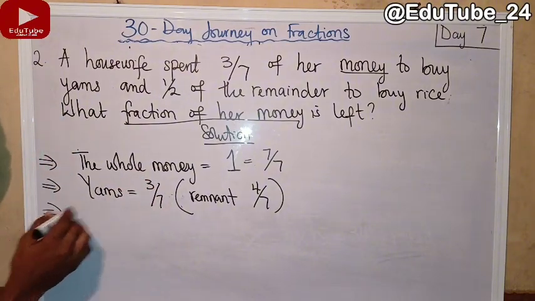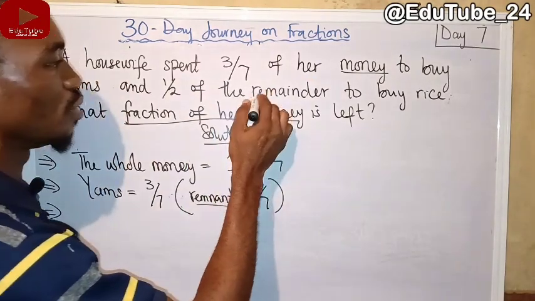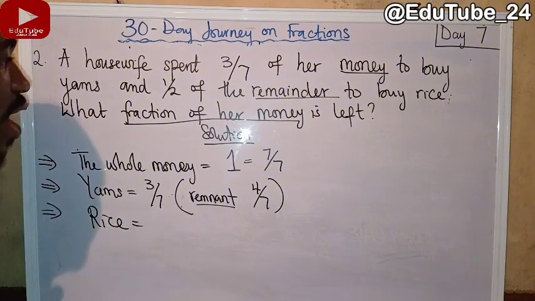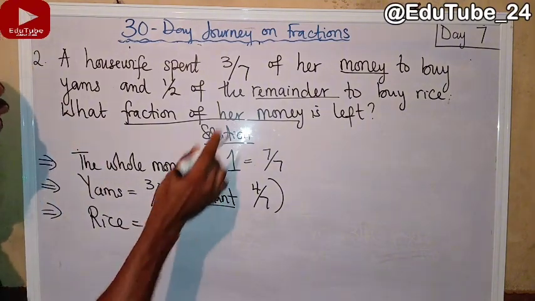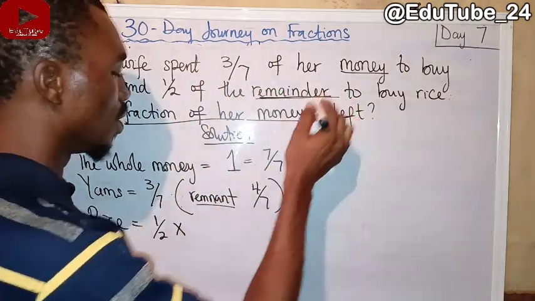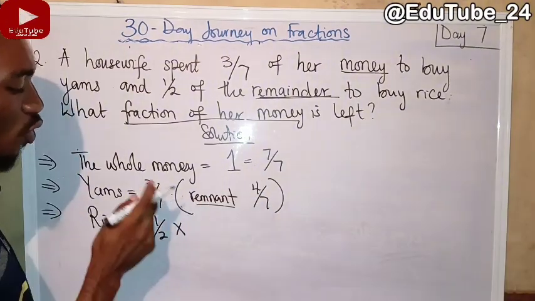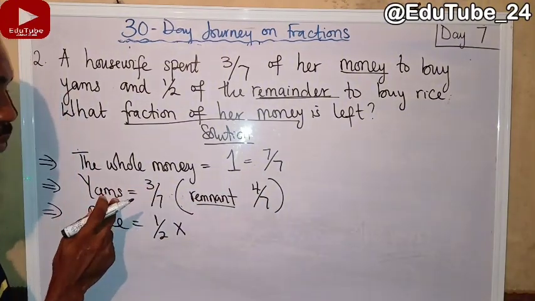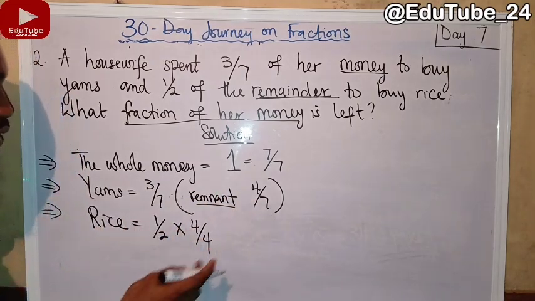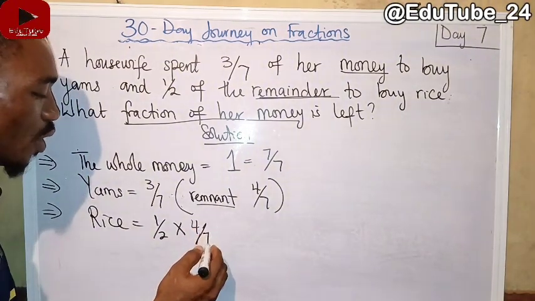So let's move on with the question. And then it says, half of the remainder to buy rice. So I'm going to write rice. Since we say half of the remainder, we are going to translate this word "of" to become times. Half of the remainder, what is that remainder? The remainder isn't 3/7. Half of the remainder, which is 4/7, because she spent 3 out of 7 on yam, that means the remainder is what? 4/7. So half of the remainder, that is half of 4/7 on rice, and we are going to evaluate this to find out the fraction of money she spent on rice.